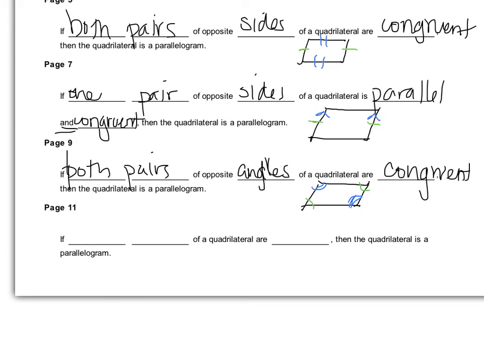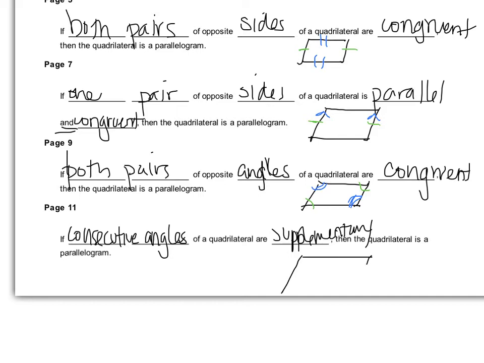The next option says that if consecutive angles of a quadrilateral are supplementary, then the quadrilateral is a parallelogram. Now, this one's a bit tricky because in order for this one to be true, every pair has to be supplementary. So every consecutive set of angles.